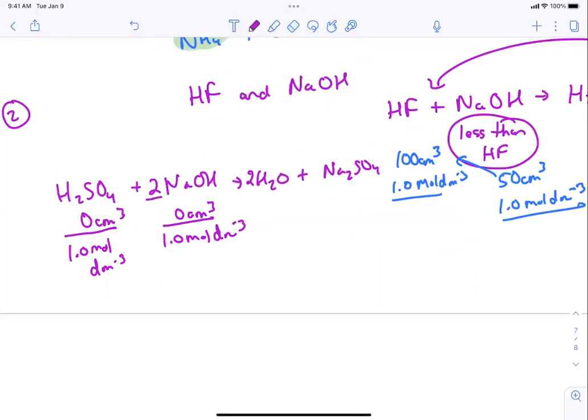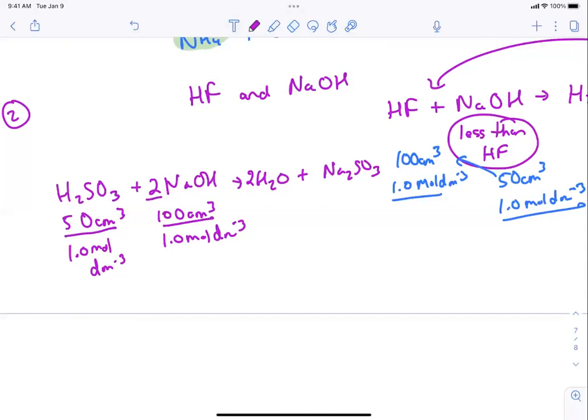Wait, no. No, I had that backwards. I'm sorry. Yeah, because I need twice as much NaOH there. That's my fault. So 100 of this reacts with 50 of this. So all of it would go away, so therefore you couldn't have a buffer, disregarding the fact that H2SO4 is a strong acid. I could just make it H2SO3, to be honest with you. That's a weak acid.